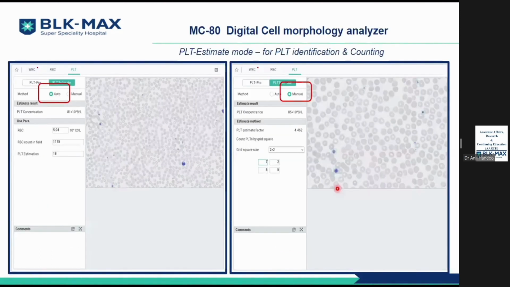What is different on the platelet part of it for the MC80 is that we are able to get what we call the platelet estimate mode. We not only have the automated pickup of the platelets, which gives us an appropriate count with a V, but we can also do the manual count. Sometimes we are very interested to do a manual count on a smear. We can do the same thing on this particular instrument directly, from the digital morphology platform directly, and get what is called the platelet estimate by a manual methodology.